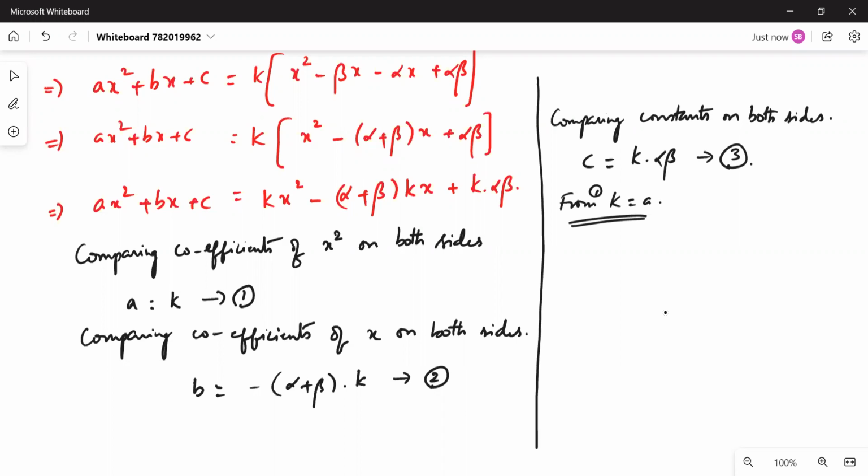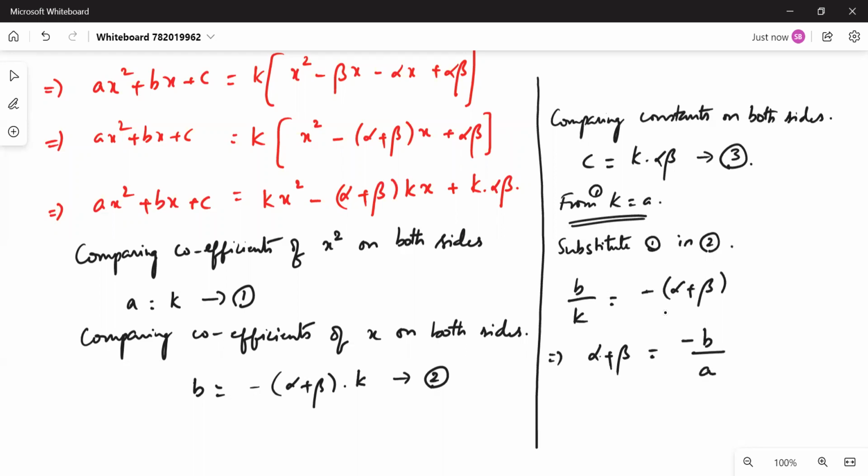Yes, sir. So substitute the same in 2. So what will you get? B by K is equal to minus of alpha plus beta. That is nothing but alpha plus beta is equal to minus... I will send K to the other side. In place of K, I will write A. This is my first observation: sum of zeros of polynomial is equal to minus B by A.